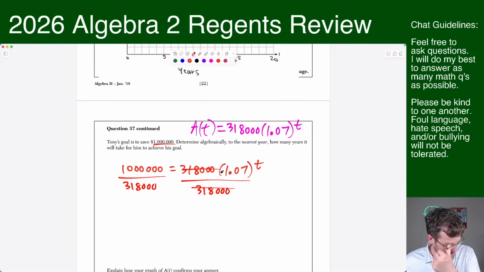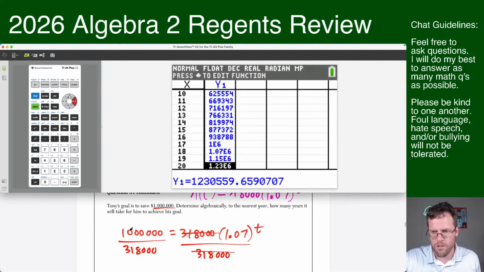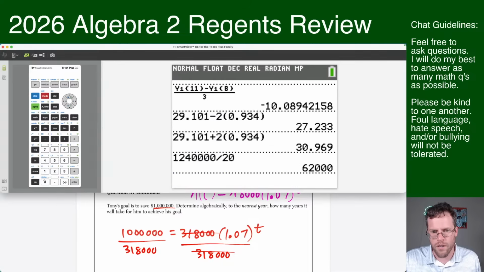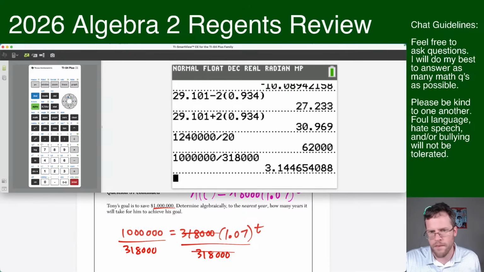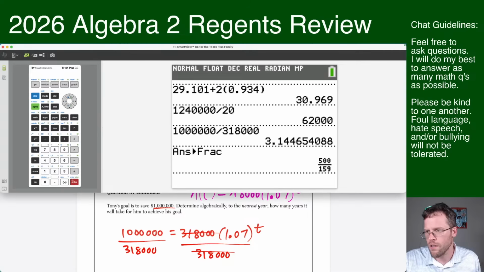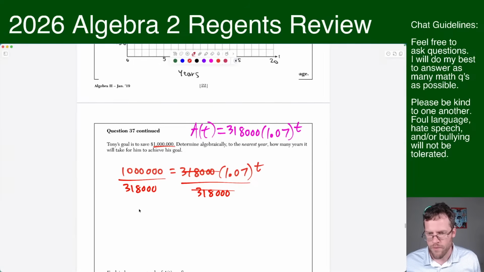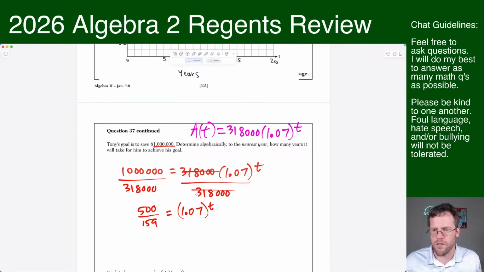Okay, this I would type in the calculator and see what the simplified fraction is, because that's going to be annoying to write. So I would do, okay, 1 million is 1 with 6 zeros divided by 318,000. And then I would press math, enter, enter. So 500 over 159. Okay, so I could simplify that to 500 over 159. That's just an easier amount of numbers to write. And then equals this. But now, there's a few different ways we could do this.